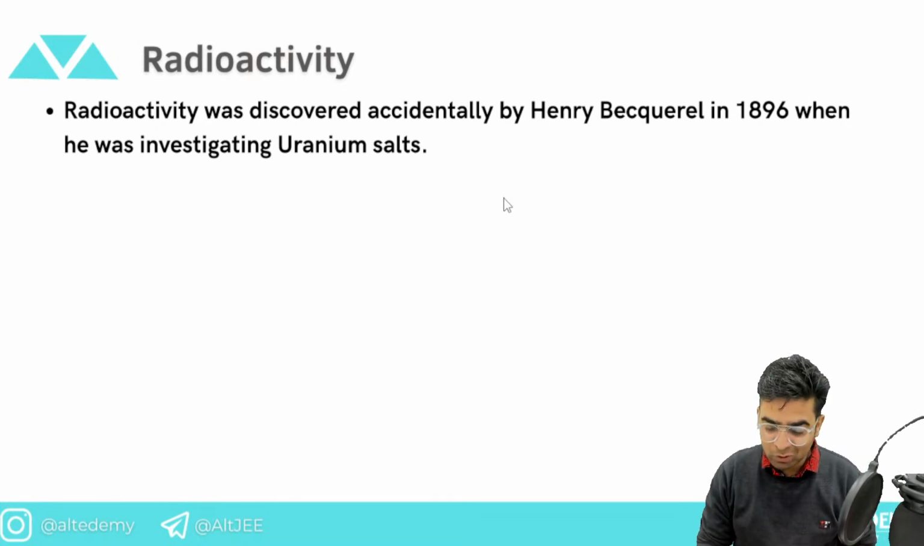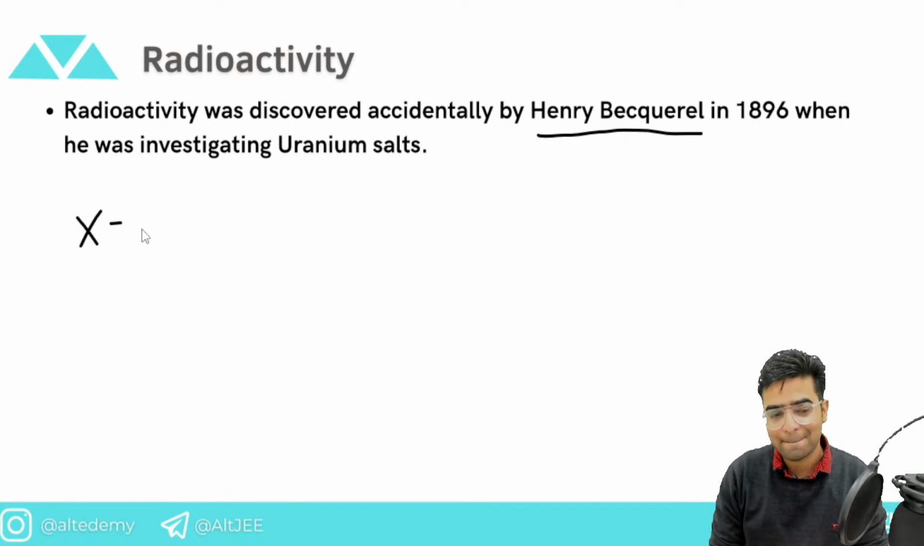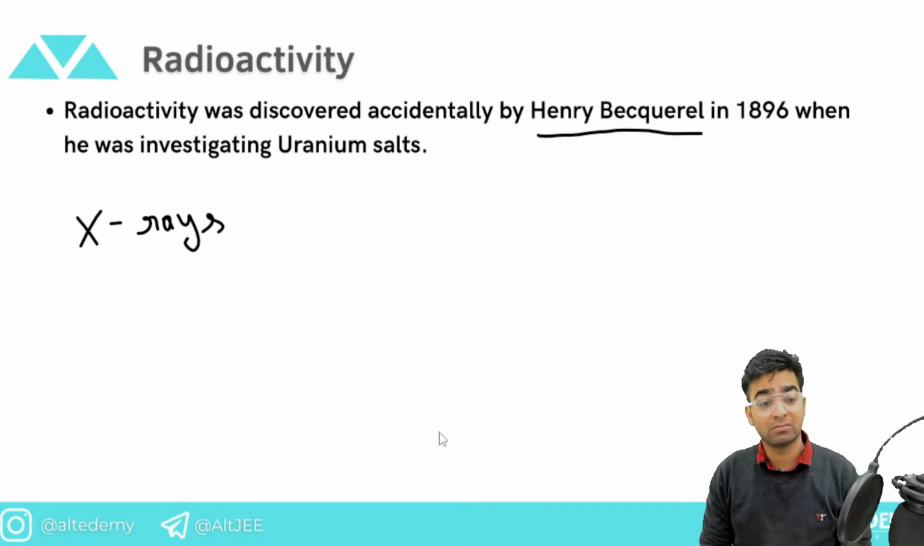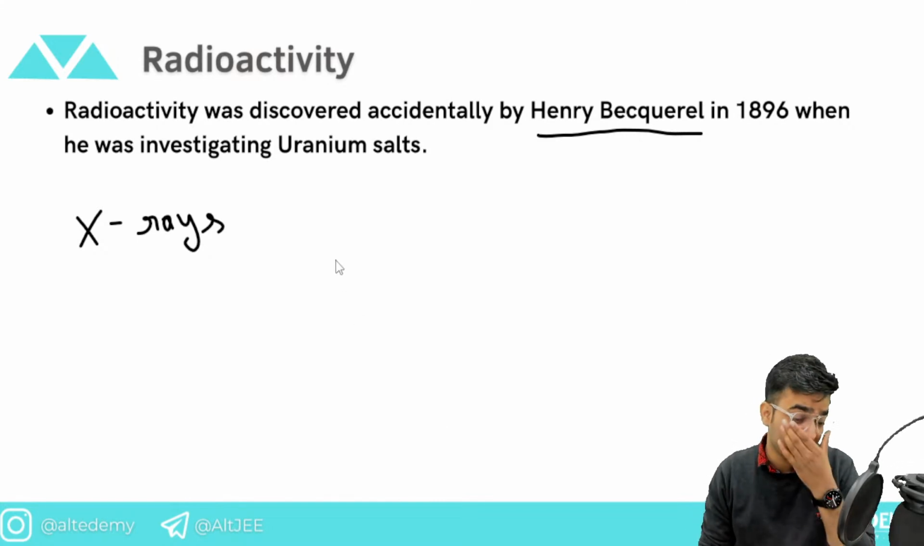Who discovered it? It was discovered by Henry Becquerel. So how did he discover this? Actually, he was studying X-rays. X-rays were discovered by a very famous scientist.